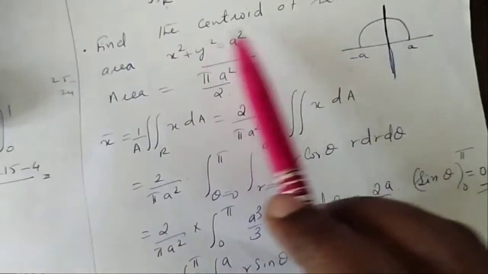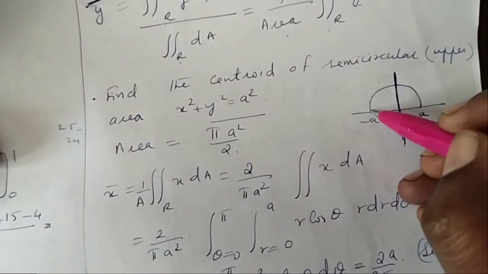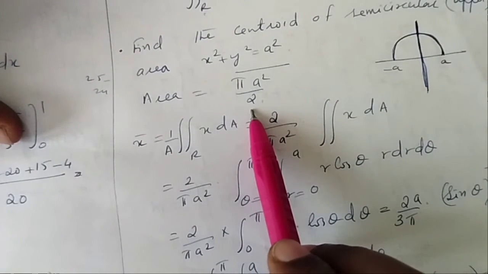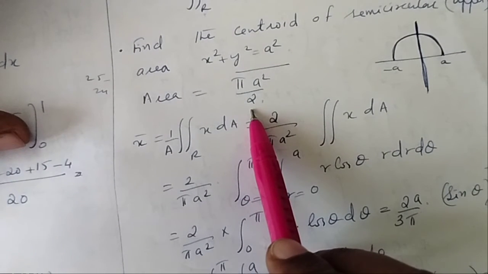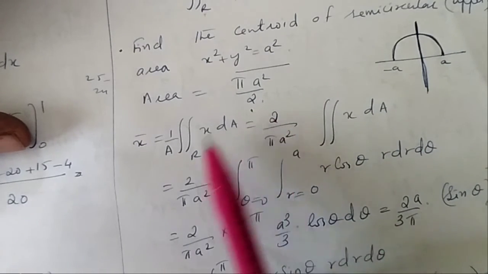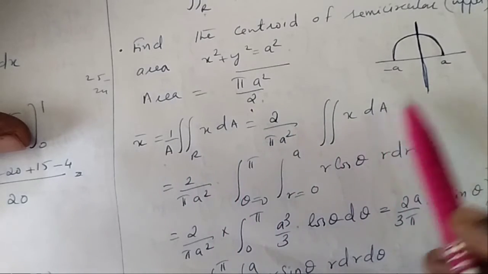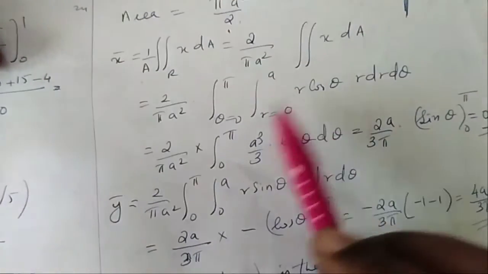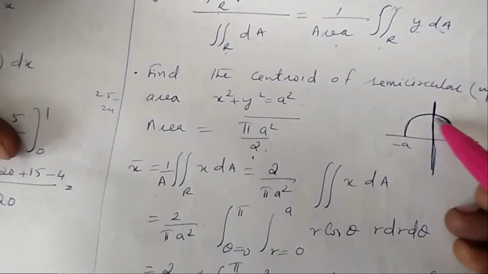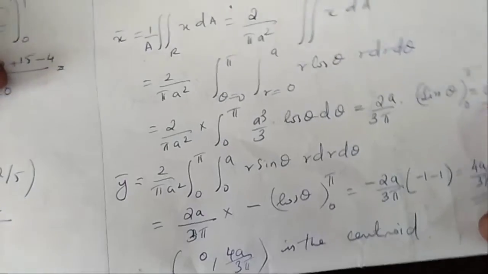So there is a question: find the centroid of an upper semicircular area, x square plus y square is equal to a square. So this is the upper semicircle. How will you find the centroid? What is the area? Pi r square, so it is a semicircle, so the area is pi a square by 2. x bar is 1 by area double integral over R of x dA. Since it is a circle, using polar coordinates, theta is from 0 to pi because two quadrants are covered, r from 0 to a. Simplifying, you get x bar as 0.